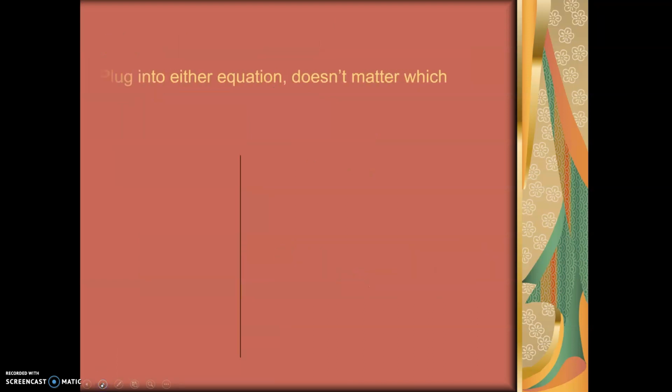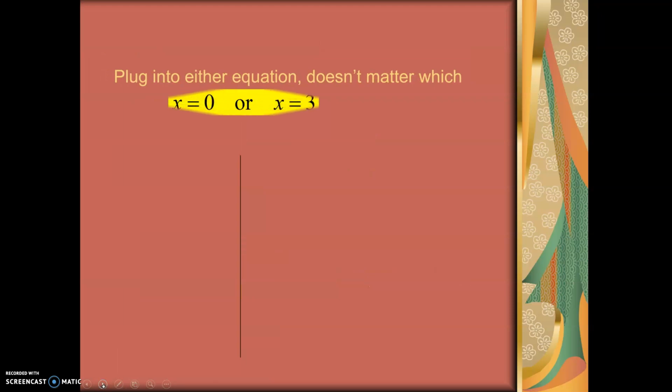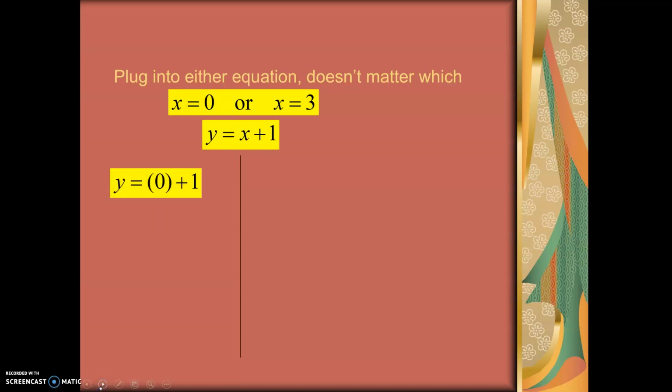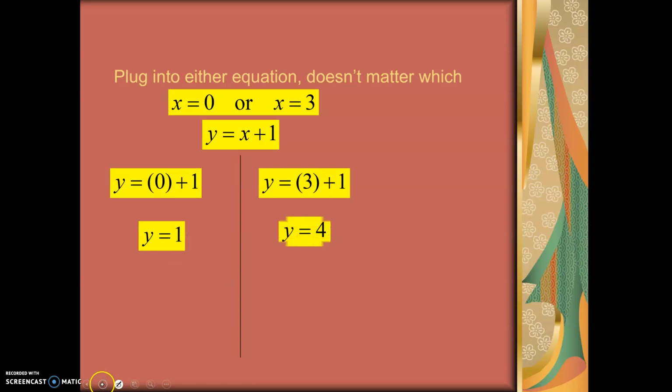So I plug in 0 for x in y equals x plus 1, and 0 plus 1 gives me 1. And I'm going to plug in 3 in the same equation. 3 plus 1 is 4. And don't forget to write them as coordinates. That's my pet peeve when students don't write the final solution or solutions as a coordinate, and I will take off for that. So our solutions are (0, 1) and (3, 4).